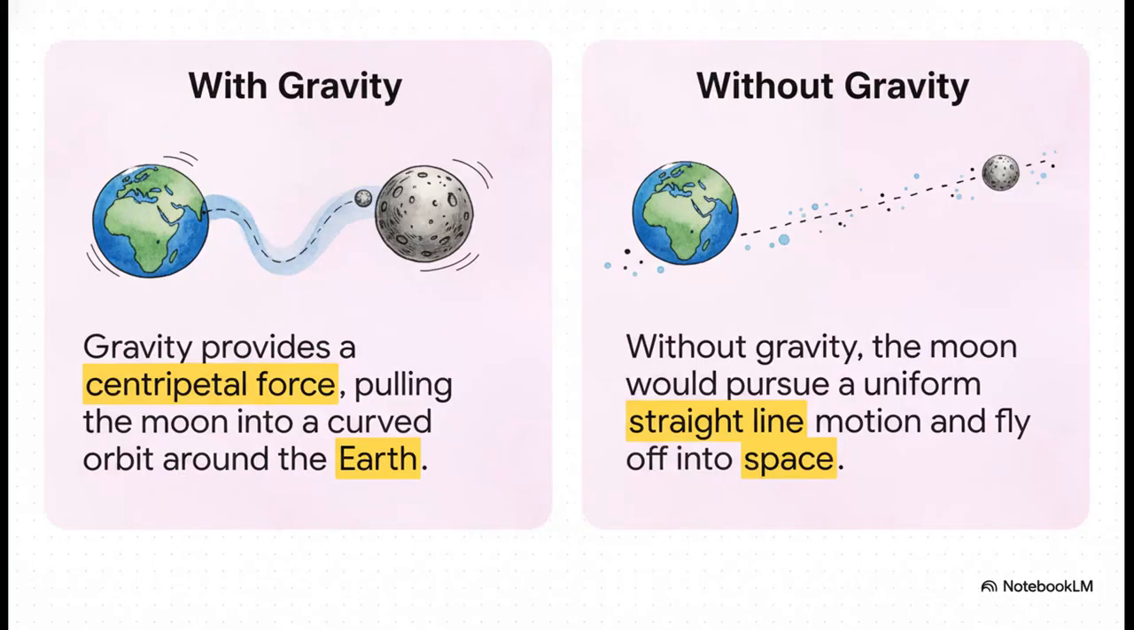And this slide just lays it out perfectly. On the left, that's our reality. Gravity acts like an invisible string, a centripetal force that keeps the moon swinging around us in that orbital dance. On the right, well, that's what would happen without gravity. The moon would just shoot off in a perfectly straight line and we'd never see it again.